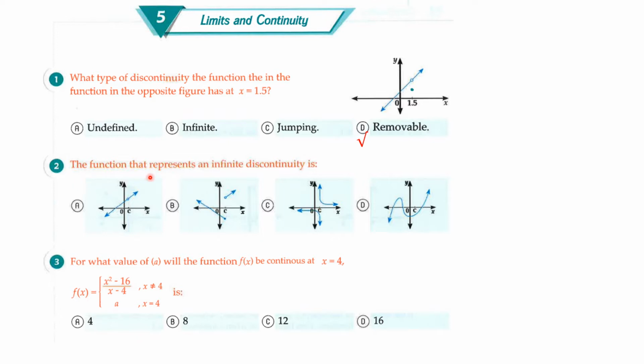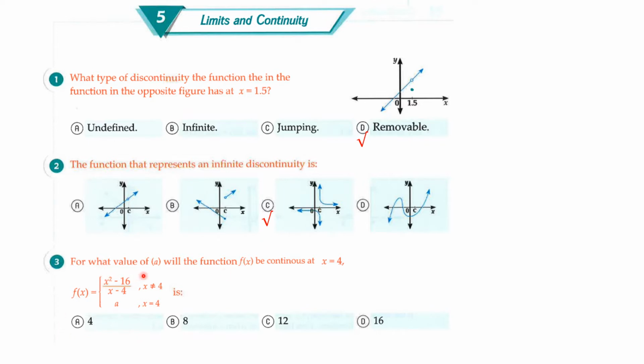The second question, the function that represents an infinite discontinuity. This is removable. This is jump. This is a continuous function, and this one is infinite discontinuity at x equals c. You can imagine an asymptote over here. This part is going to infinity, and this part of the graph is going to negative infinity, not to a specific number. So the limit over here does not exist, and this is infinite discontinuity.